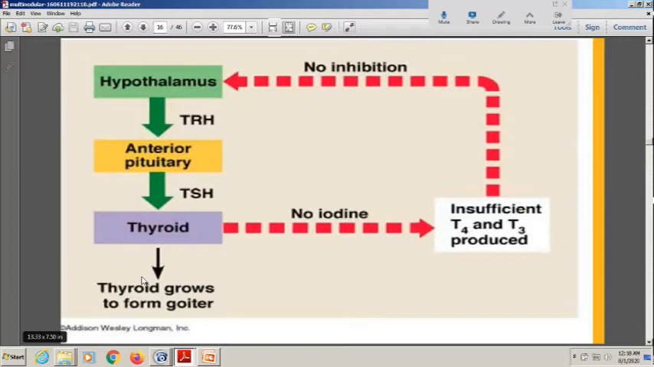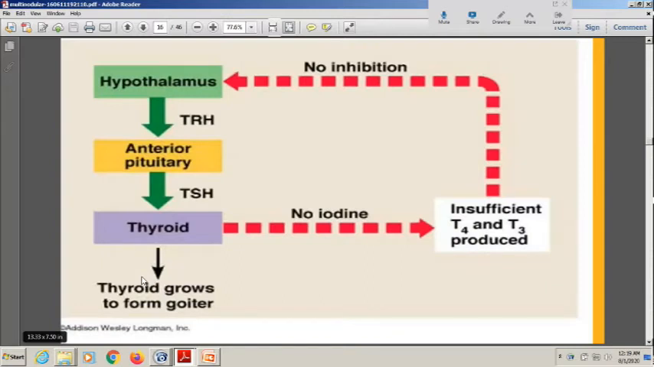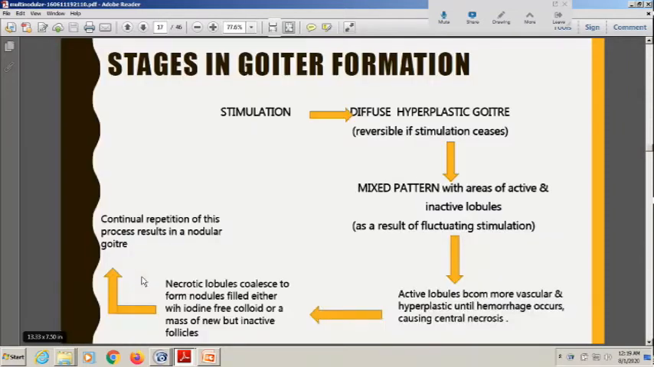Now this is the pathophysiology. Pathogenesis of goiter formation, again the same thing. Now the stimulation from the anterior pituitary is TSH stimulation. Because of decreased T3 T4 in peripheral circulation, TSH stimulation causes diffuse hyperplasia, a diffuse hyperplastic goiter. That means all the cells are active. Now this is the reversible stage. Initially it is reversible.